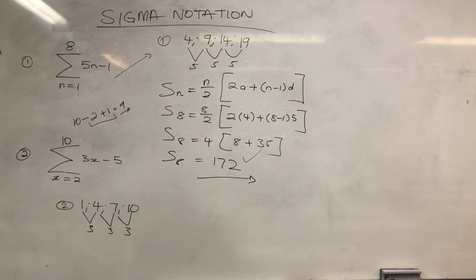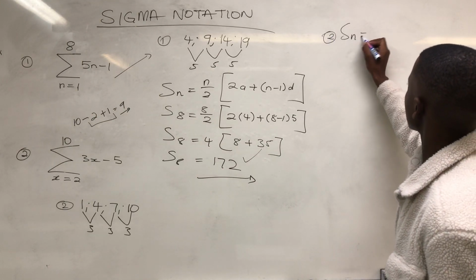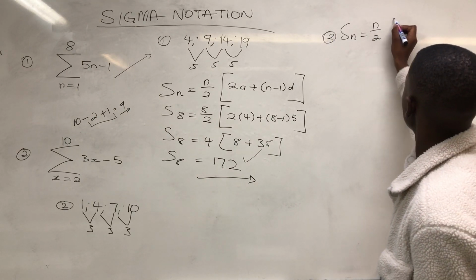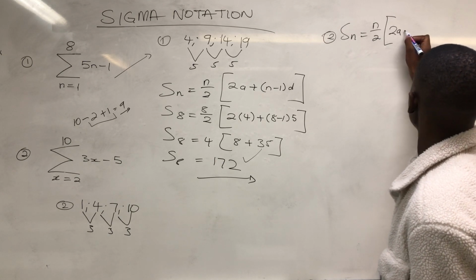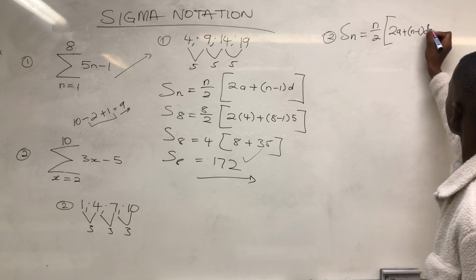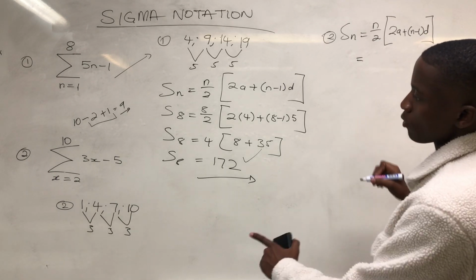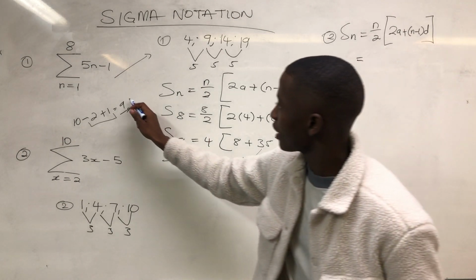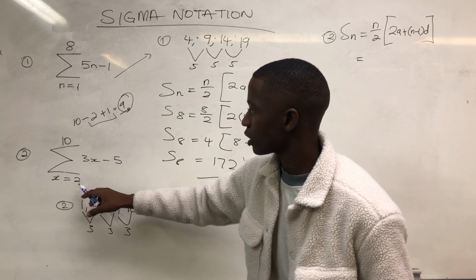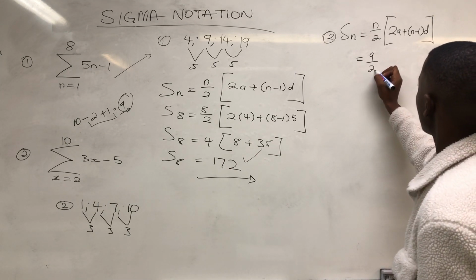So we have to calculate the sum for number 2. Sn is equal to n over 2, 2a plus n minus 1 d. Mind you, I said we have 9 terms there because the count is starting from 2, not 10 terms. So 9 over 2.